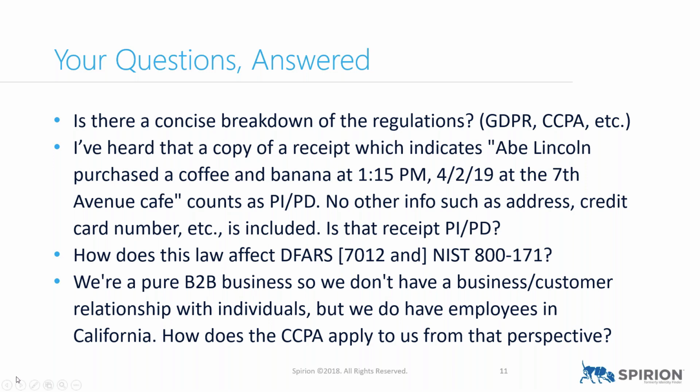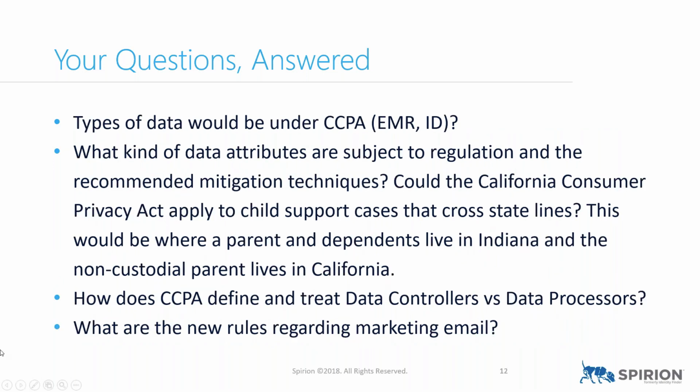And let's go to the next slide. Types of data that would be under CCPA, so electronic medical records, IDs. Yes, I just mentioned that a couple times now. So when we hang up here, go to Section 140.0. It's going to give you, like I said, depending on how you slice it, about 20 different categories of personal information. And it's going to be things that you would not have expected.